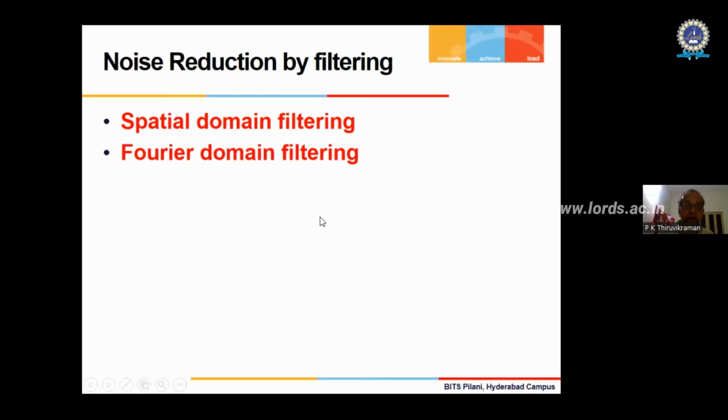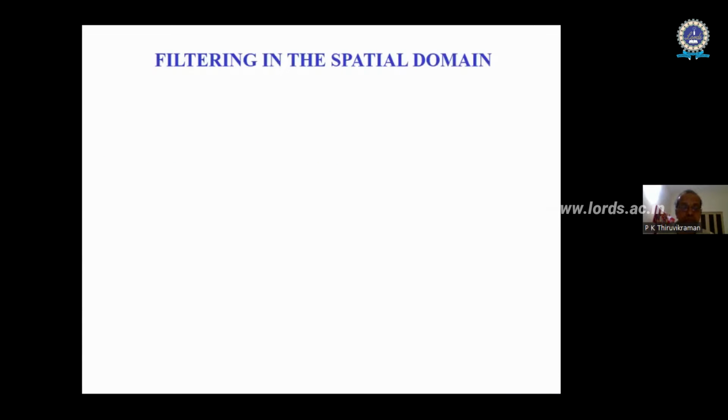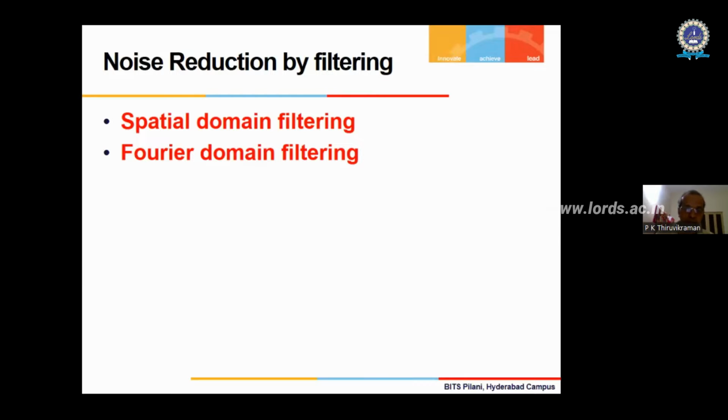Yeah. So I mentioned noise reduction by filtering. It can be done in two ways. One is called spatial domain filtering, and the other is called Fourier domain filtering. I will cover both aspects one by one. First, we'll go to spatial domain filtering, which is easier to understand, and then we'll go to Fourier domain.